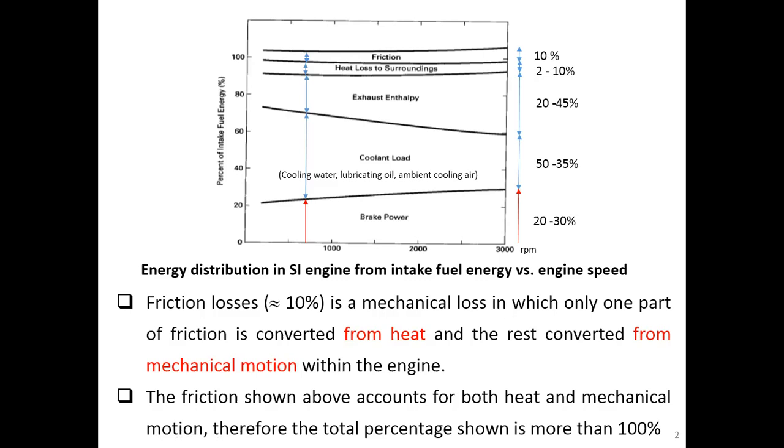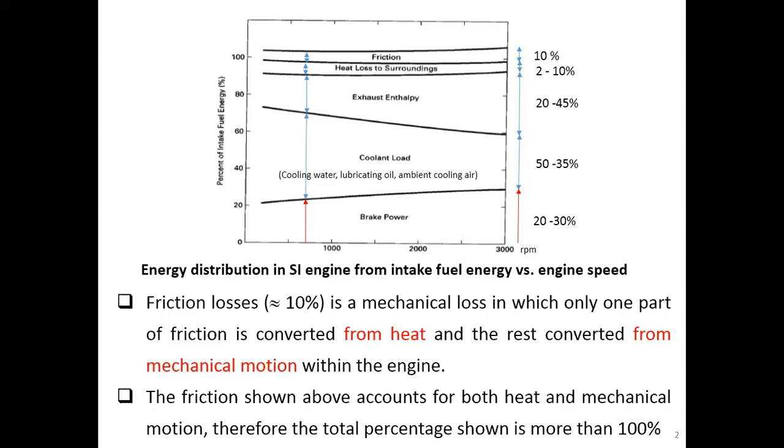For the brake power, it will take about 20 to 30%, right? And then coolant takes about 50 to 35%, depending on the engine speed. For the exhaust, at higher engine speed you have more loss in the exhaust enthalpy. This is different from the coolant load, in which for higher speed, the loss to the coolant gets lesser. And friction goes with the speed, same as the heat loss to the surroundings.